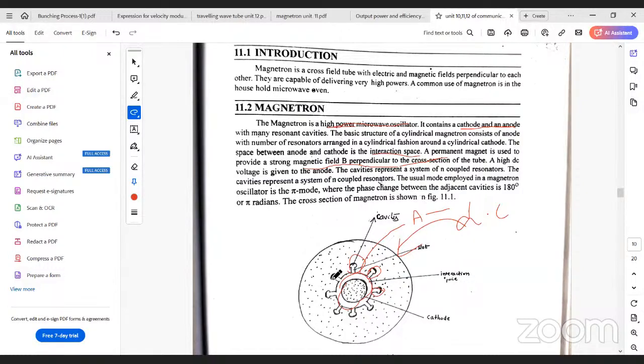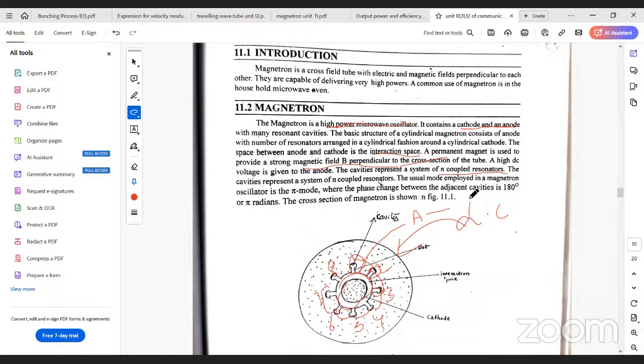And we have N coupled resonators. In this diagram, how many resonators do we have? 1, 2, 3, 4, 5, 6, 7, 8. The diagram we are observing has 8 coupled resonators. This is 1, this one is 2, the 3rd, 4th, 5th, 6th, 7th and 8th resonator. Instead of 8, we can also use N coupled resonators.